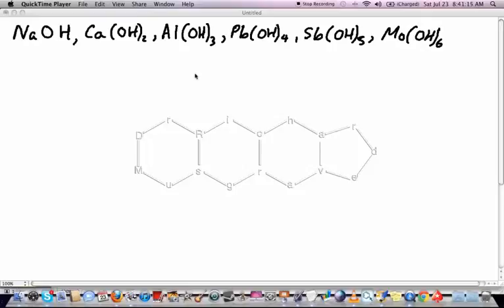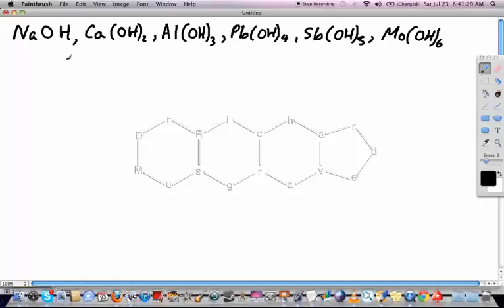We're now going to look at metal hydroxide decompositions, and the general formula for metal hydroxide decomposition is MOH gives MO plus H2O.